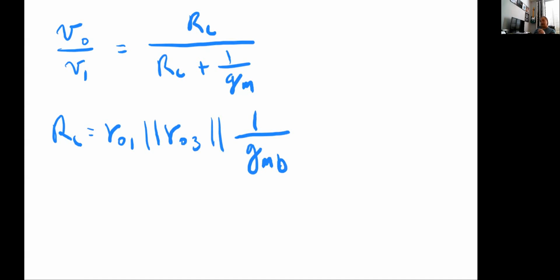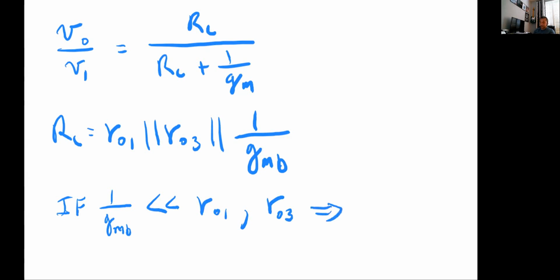GM is associated with VGS, and GMB is associated with VBS. These are real effects, but they are also small. It's not unreasonable to say that the transconductance due to the body effect can be much smaller than the output resistances of transistors 1 and 3 in that small signal diagram. But it's still real. If that's the case, then this implies that RL is about 1 over GMB.